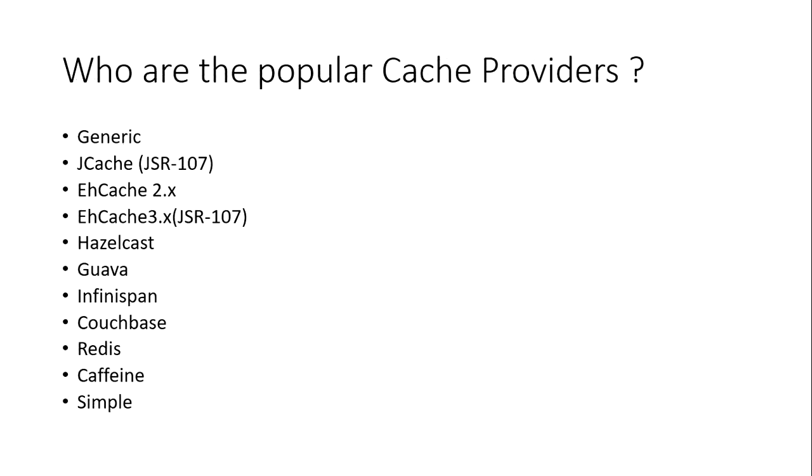Now next, who are the popular cache providers? As I said, generic JCache, which is JSR 107 compliant. EHCache 2.x and 3.x is again JSR 107 compliant. Then Hazelcast, Geode, Infinispan, Couchbase, Redis, which is in AWS as Redis cache, Caffeine, and Simple. So these are the various cache providers.